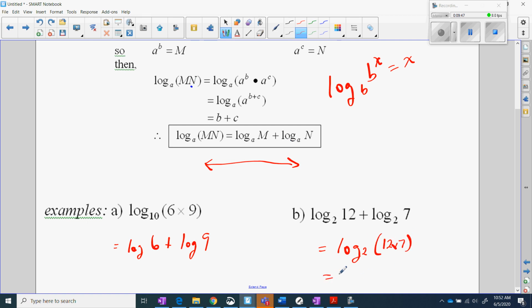You could even go further if you want and say, well, 12 times 7 is 84. So the log of 84 to base 2, and this, the log of 12 to base 2 plus the log of 7 to base 2, if you were to figure out each of those and add them together, you get an answer. Do the log of 84 to base 2, get an answer. They are equivalent based on what's called the product law. The next law is called the quotient law.